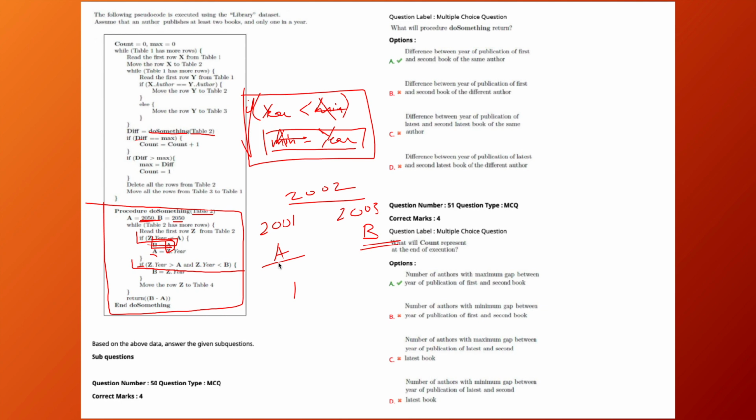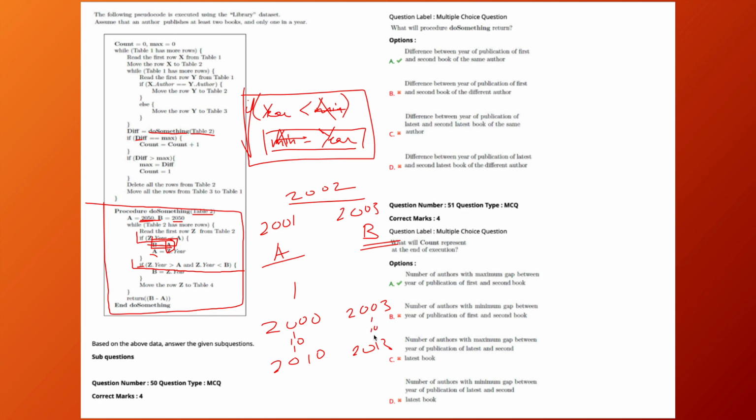And the final question of this particular qualifier, that is question number 51, asks what will count represent at the end of execution? We know that count would basically be checking the maximum gap between the year of publication of the first and second book. So let's say an author has a book published in 2000 and the second book in 2010, so the gap here would be 10 years. Now let's say there is another author, author B, who has published their book in 2003, and the next book in 2013.